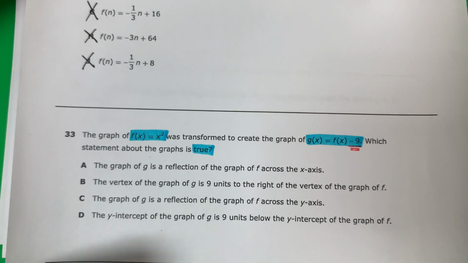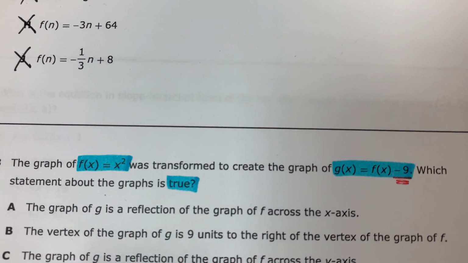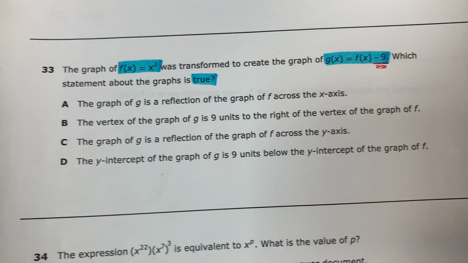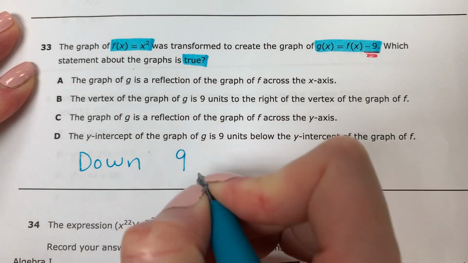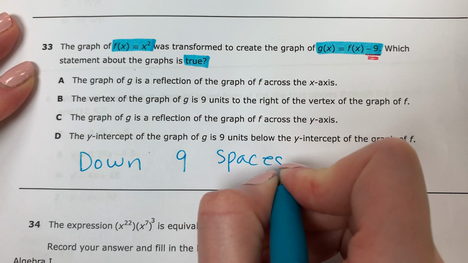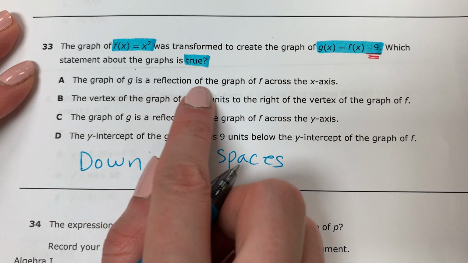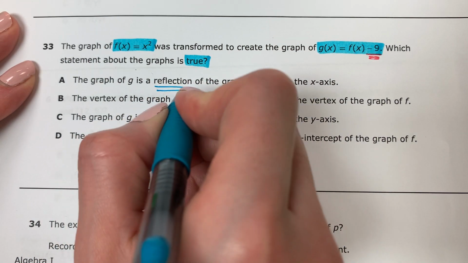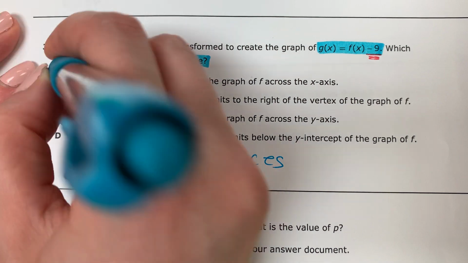So, question 33. Let's go back. So remember, recuerda, I want down. Let me go ahead and write this down. Voy a escribir. Down. How many? ¿Cuántos? 9 spaces, espacios. Okay, so this one says the graph of G is a reflection of the graph of F across the x-axis. Esta es una reflexión. That is not true. No es cierto. This is just a movement. Solamente es un movimiento. Okay, so that's not it.